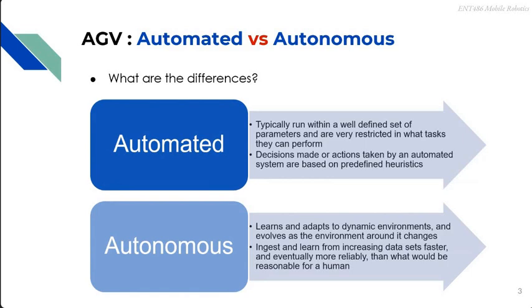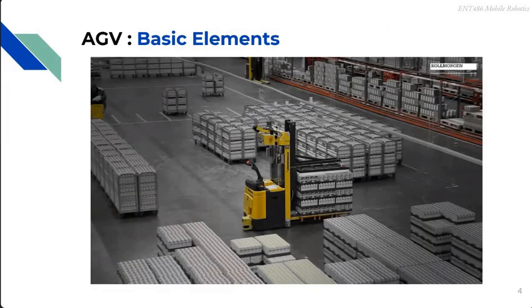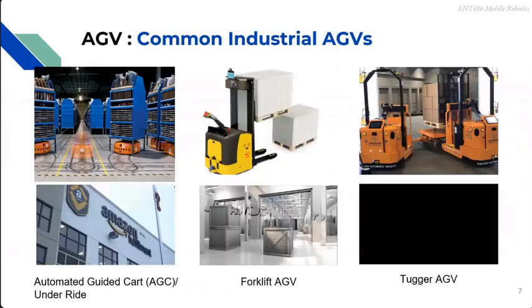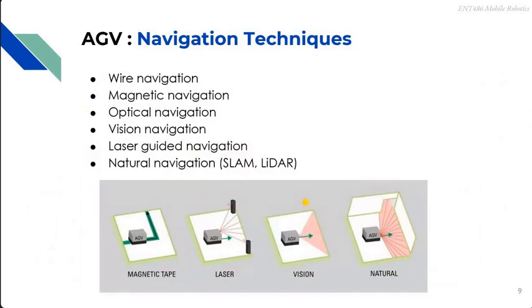While for the autonomous, it tries to adapt to the environment. The environment also might be a bit dynamic. You have obstacles running around and so on. So the robot should be able to avoid, to adapt to the environment, move along, and of course solve certain applications, right? What is important in this is the navigation technique. For AGV, you have different ways of navigation: wire navigation, magnetic navigation, optical navigation, vision navigation, laser guided navigation, natural navigation using SLAM or LiDAR.